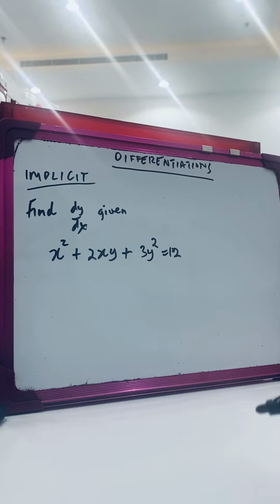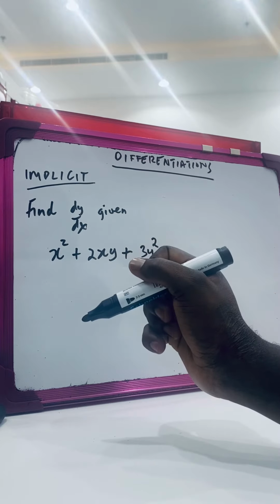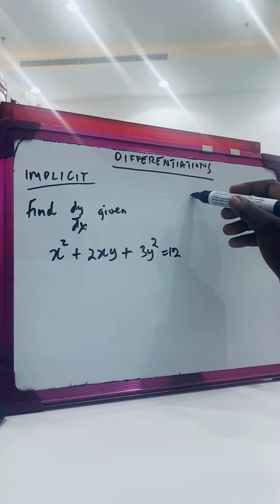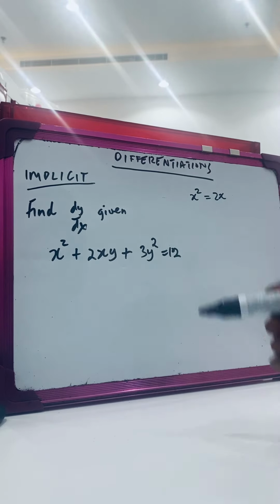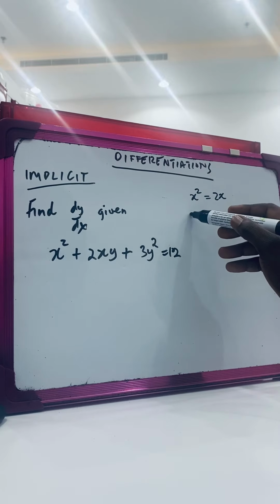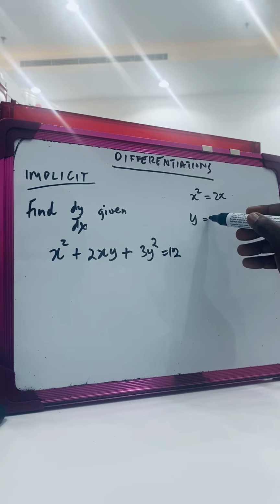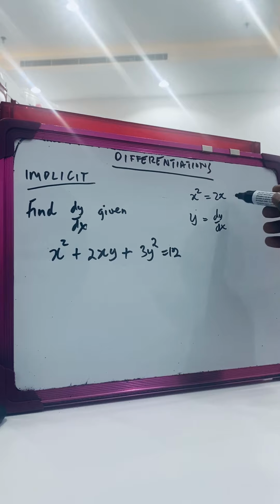For implicit differentiations, we derive term by term, each term with respect to x. For instance, if I want to derive x squared with respect to x, I have 2x. But if I want to derive y, because y is a function of x, if I derive y with respect to x, I have dy dx.